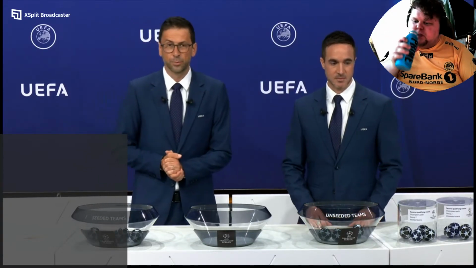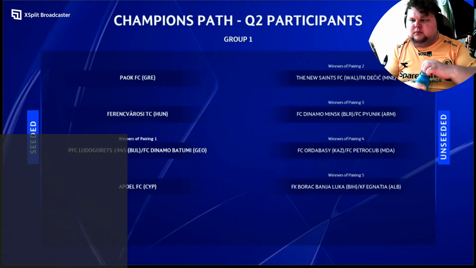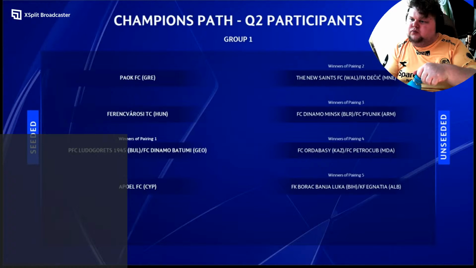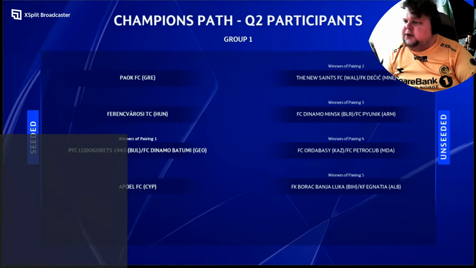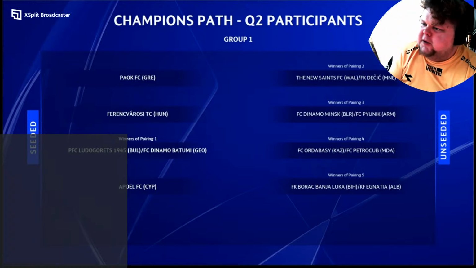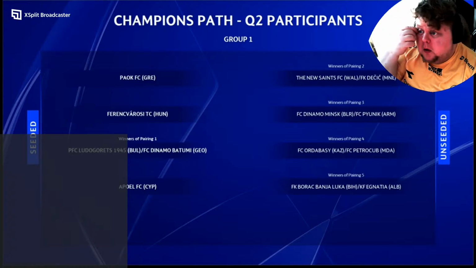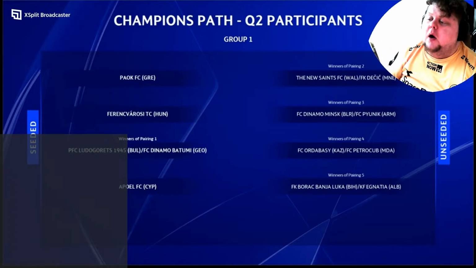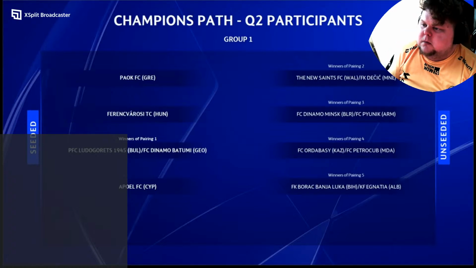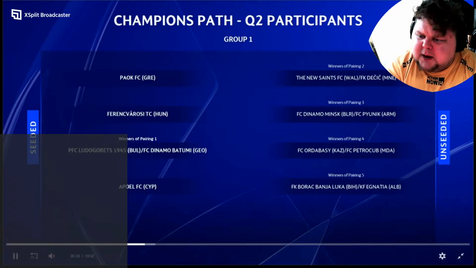On the seeded side, we have PAOK FC from Greece, Ferencváros TC from Hungary, the winners of pairing 1, PFC Ludogorets 1945 from Bulgaria or FC Dinamo Batumi from Georgia, and Apoel FC from Cyprus. And on the unseeded side of Group 1, we have the winners of pairing 2, which is either The New Saints FC from Wales or FK Decic from Montenegro. The winners of pairing 3 will either be FC Dinamo Minsk from Belarus or FC Pyunik from Armenia. The winners of pairing 4, which will either be FC Ulaanbaatar from Kazakhstan.